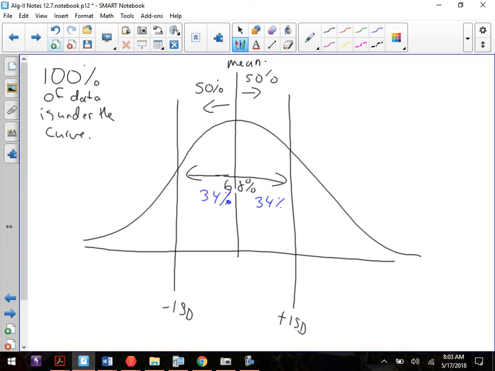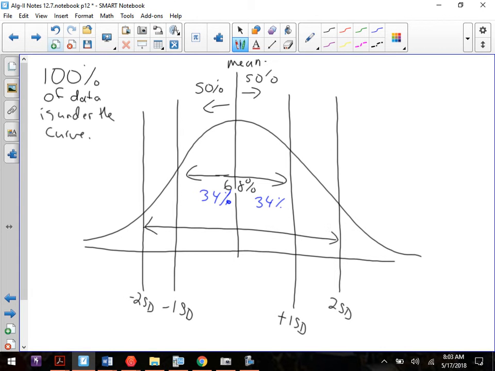Within, I always forget these numbers off the top of my head. Within 2 standard deviations is 95% of all data. Okay. 95% of all data will happen within 2 standard deviations of the average.